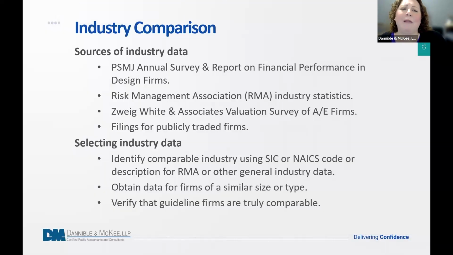So we talked about PSMJ a lot. Obviously, I use PSMJ so much. Risk Management Association, RMA, Industry Statistics, ZWEIG. There are lots of filings for publicly traded firms if you feel like those are a good matchup. Again, making sure that you know your SIC or NAICS code, obtaining data for firms of similar size or type, verifying that the guideline firms are truly comparable. All really important in your industry comparison. PSMJ and ZWEIG in particular do a really great write-up of what firms they have included and how to line up your firm best with their data.